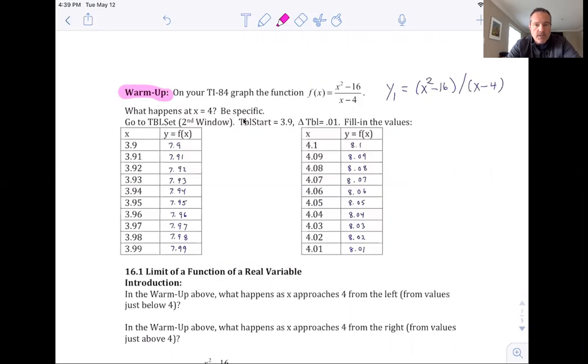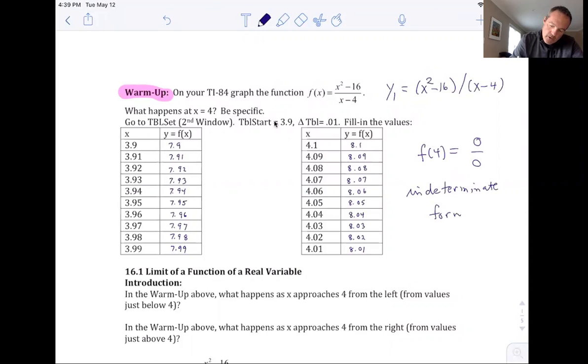But what I wanted to do is specifically look at x equals 4, because we know that when you plug 4 in, you'll have division by 0. Specifically, f of 4 actually equals 0 over 0, which is called an indeterminate form. Let's spell that out: indeterminate form.